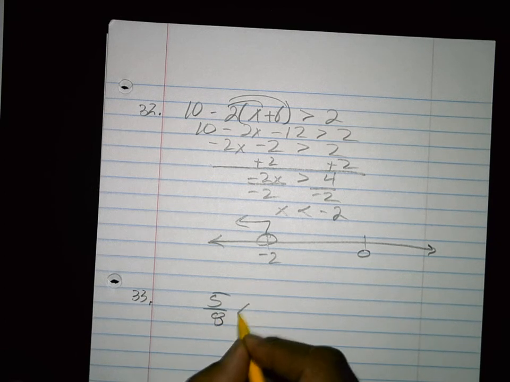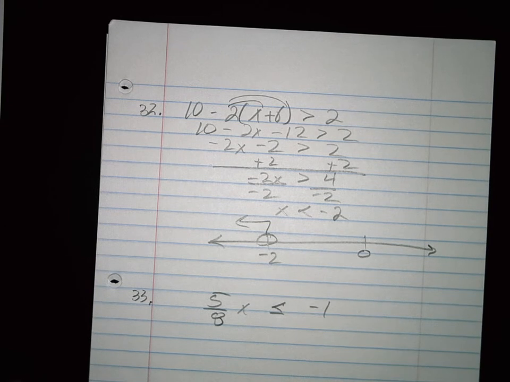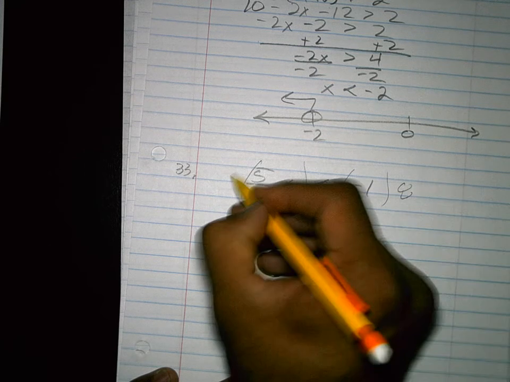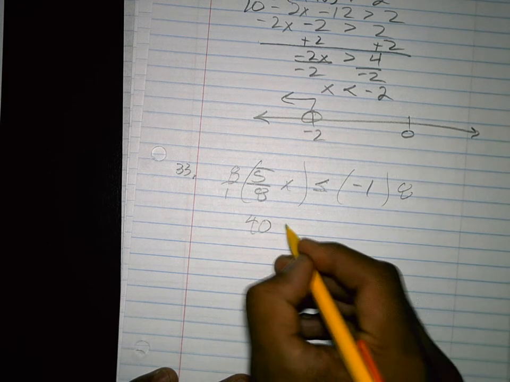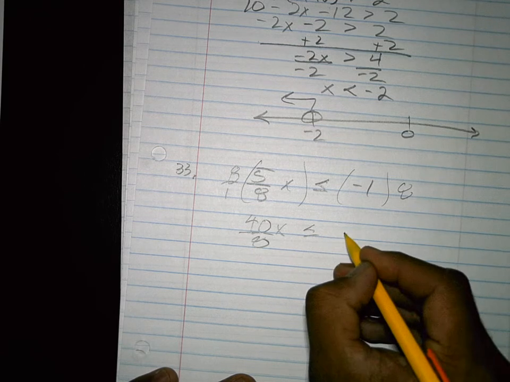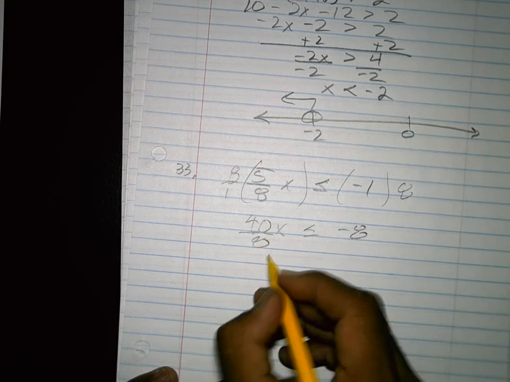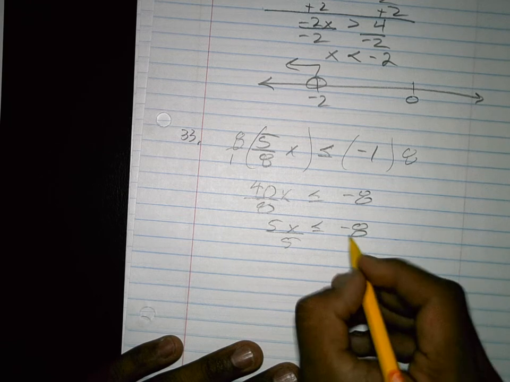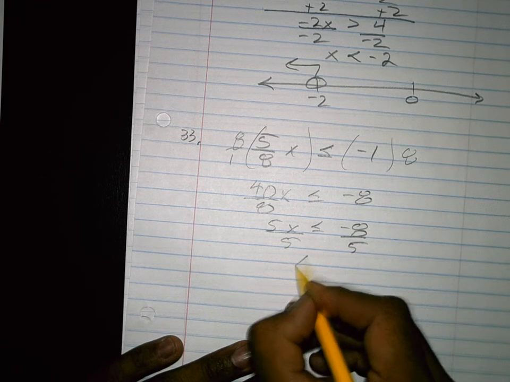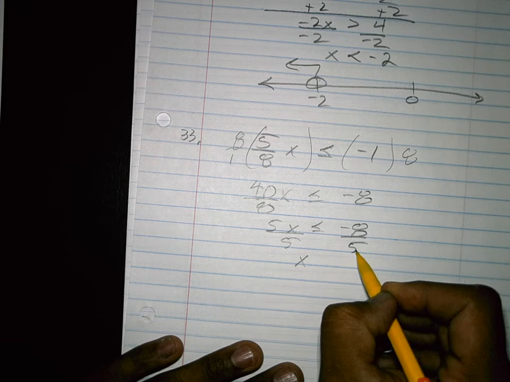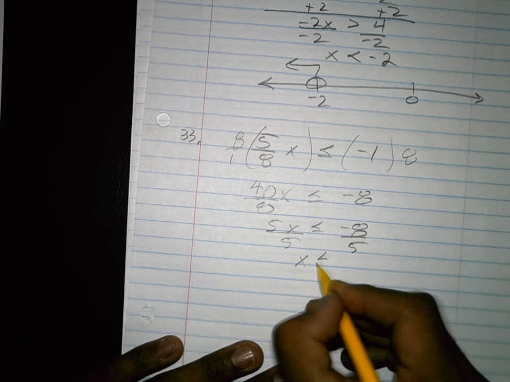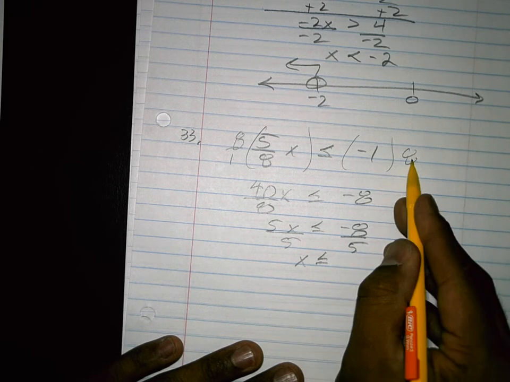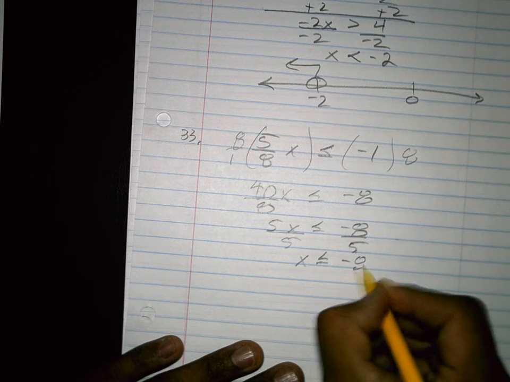5 over 8 x is less than or equal to negative 1. So remember, when I see a fraction, I'm going to multiply by the denominator. Do that to both sides, put that over 1, so I get 40x over 8 is less than or equal to negative 8. Then I reduce that down, and I get 5x is less than or equal to negative 8. Then I divide by 5. Okay, so you have to be careful here. The number I'm dividing by is positive, so this 8 up here doesn't flip the sign. It's only when the denominator, or the one I'm multiplying by, were negative, like if this bottom one had been negative.